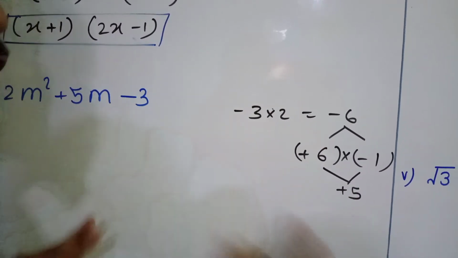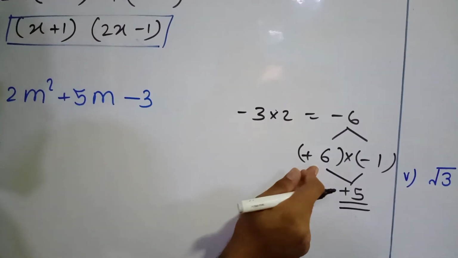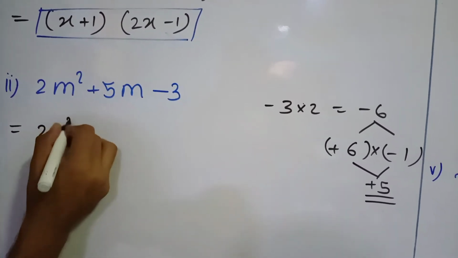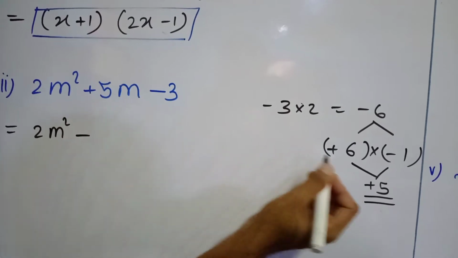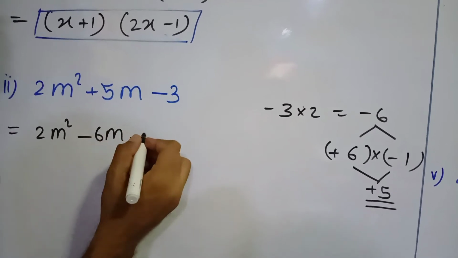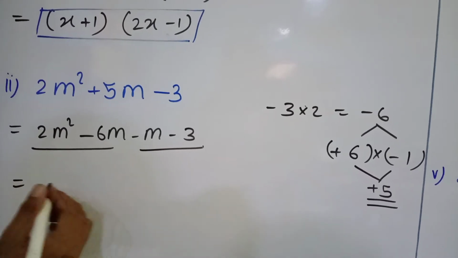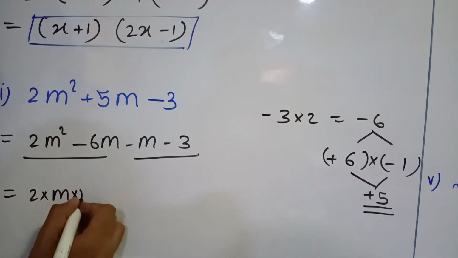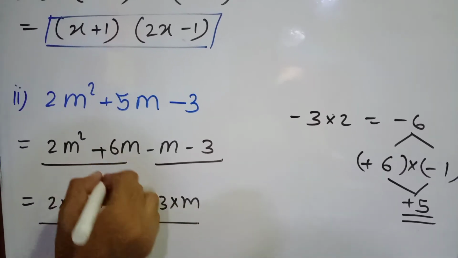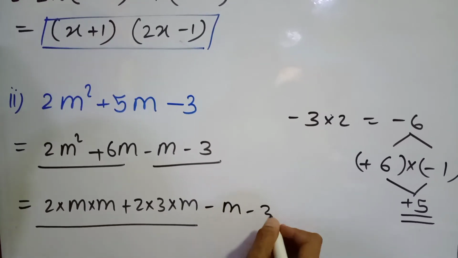That means we have a lot of factors, but for our answer we have to take plus 6 and minus 1. Let's write 2m square as it is. At the place of 5m we write plus 6m minus 1m. So plus 6m minus m minus 3. Divide into 2 parts. In the next step we have to expand it: 2 into m, and minus 2 into 3 into m. Here we have to put plus, so minus m minus 3.